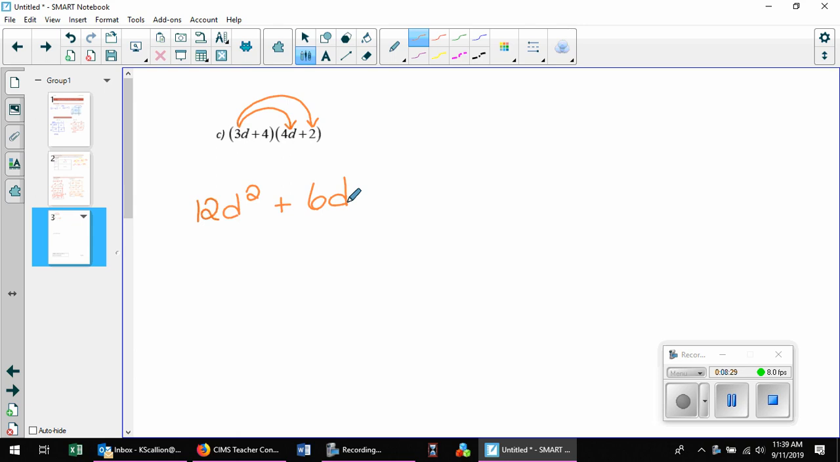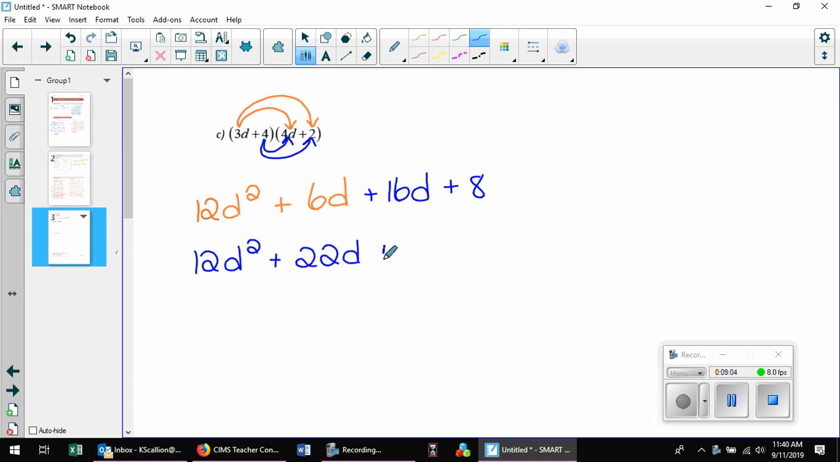Now I'm going to leapfrog again, but this time the 3d has already been used, so I'm going to go to my second term. 4 times 4d is 16d. And then 4 times 2 is 8. Then we just combine the like terms. So I'm going to have 12d squared plus 22d plus 8.